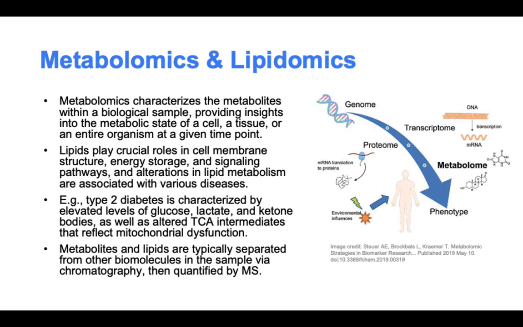Okay, so the last set of omics we'll go over are metabolomics and lipidomics, and I kind of group these together because a lot of what lipidomics focuses on is lipid metabolism, which falls under metabolomics. So metabolomics in general is the characterization of all of the metabolites within a biological sample. So after discussing proteomics, which focuses on protein state and function, metabolomics is characterizing what happens after that.